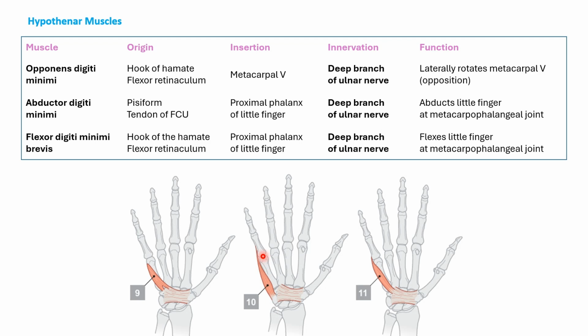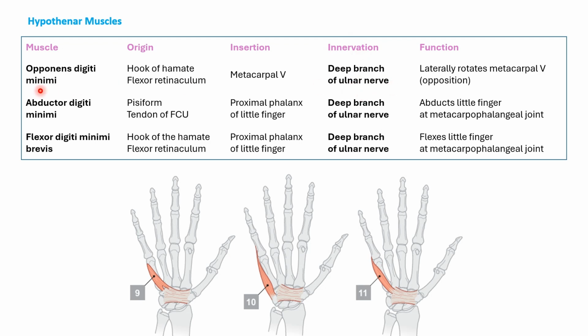This joint, metacarpophalangeal joint. Third one is flexor digiti minimi brevis. This is flexor digiti minimi brevis. It is origin from hook of hamate and flexor retinaculum and inserts to proximal phalanx of little finger. Innervated by deep branch of ulnar nerve. Function is flexes little finger at metacarpophalangeal joint. Again, all hypothenar muscles are innervated by a common nerve. It is deep branch of ulnar nerve.